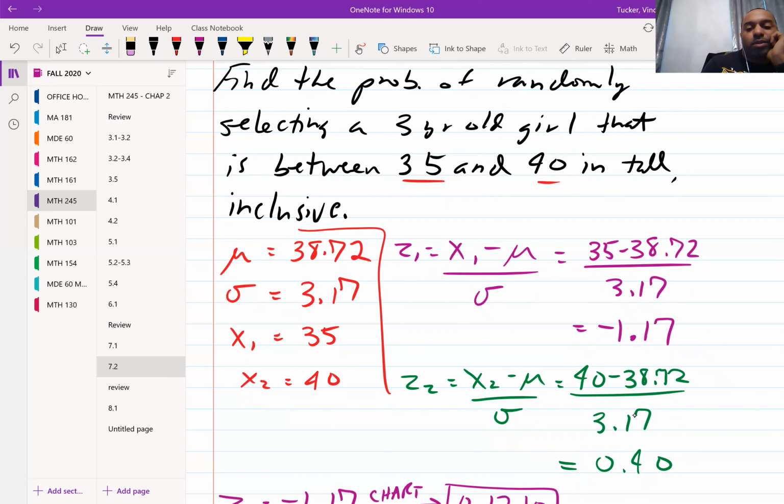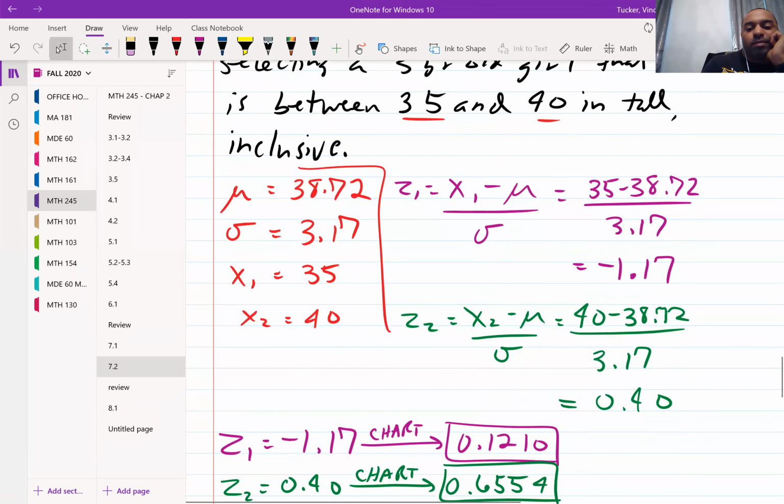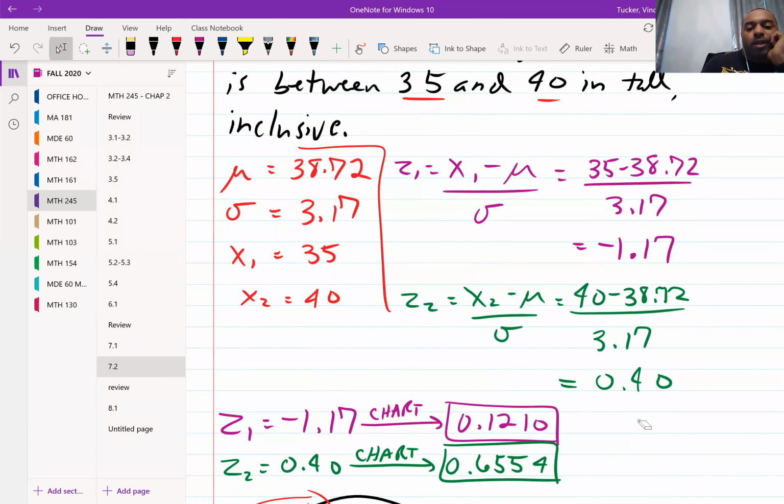Any questions? All right, so go to the chart. Get our chart values. 0.121 for that first Z-score. 0.6554 for that second Z-score.